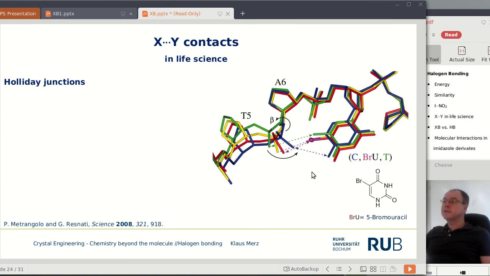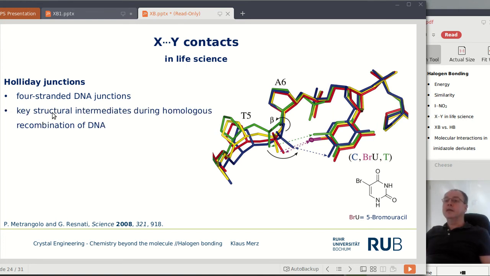Another very nice example is this Holliday junction, published in Science. This is the Holliday junction, and have a look here. This is the interesting unit. First of all, the Holliday junction is a 4-stranded DNA junction, and a key structural intermediate during homologous recombination of DNA. This is the importance of the Holliday junction.